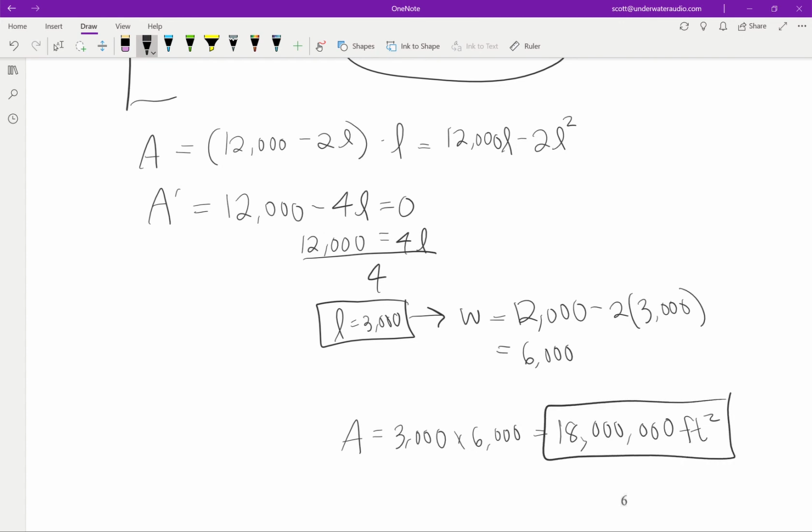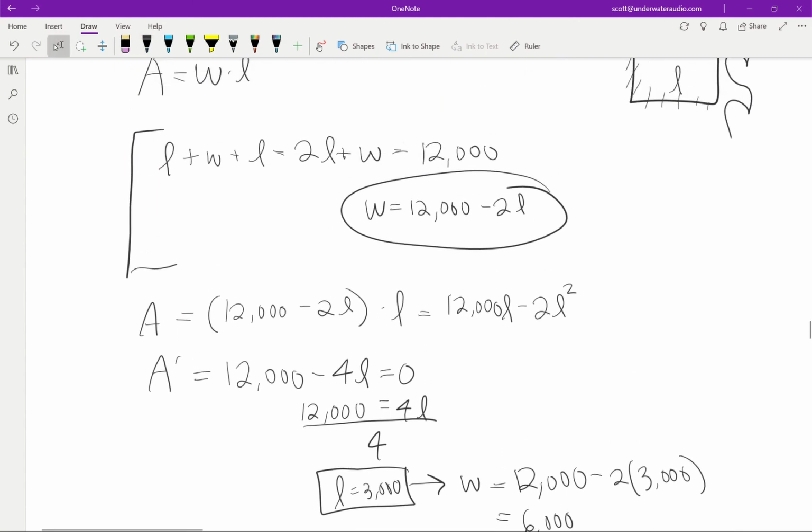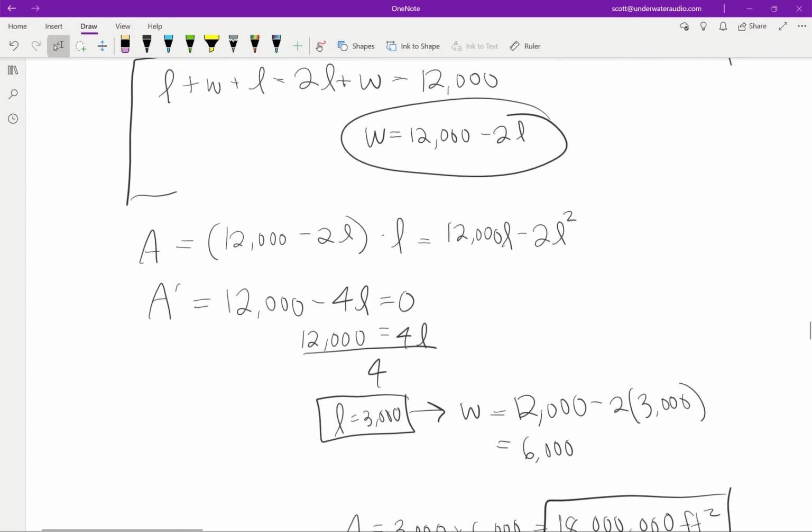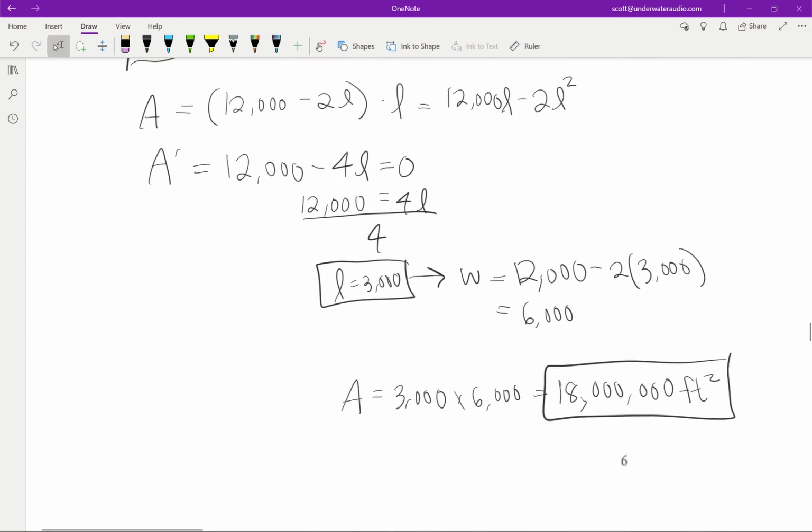Cool. You might be asking yourself, why didn't you check to make sure that your critical point really was what you wanted it to be? So I'm looking to find the largest possible area. So I wanted to make sure it was a maximum, except that I already know that a quadratic, which is what we had, either faces up or it faces down, and so I'm not worried in this case.